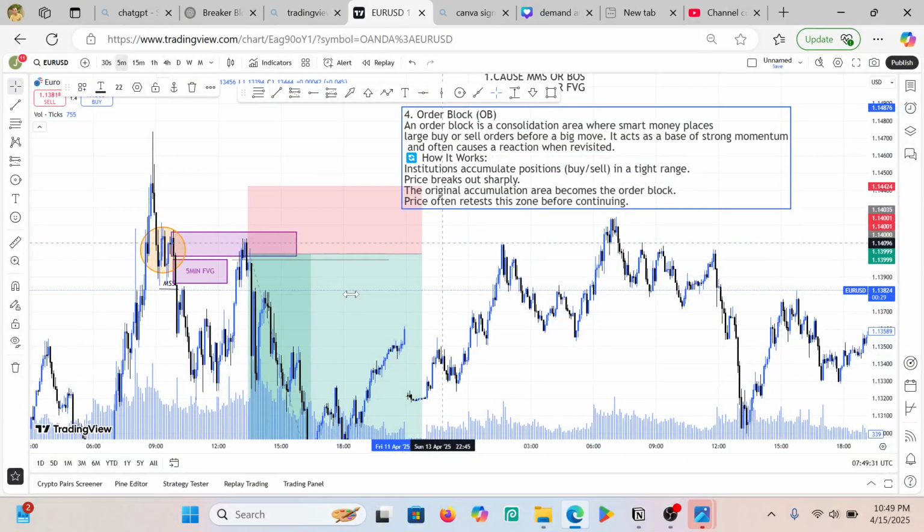After accumulation, the price breaks sharply on the downward side. The original accumulation becomes an order block. This accumulation in this rectangle, this circle, becomes an order block. After that, the price often retests this area. After retesting it, it will sell massively. That's all that I can show you about an order block.